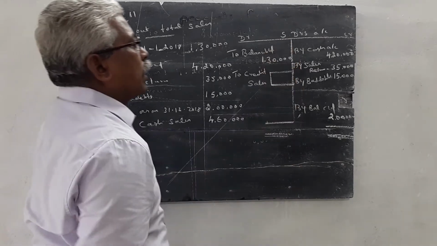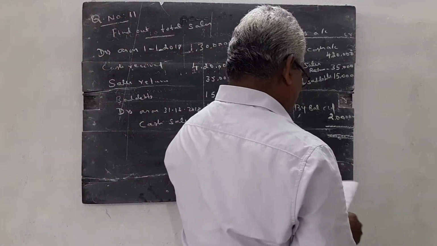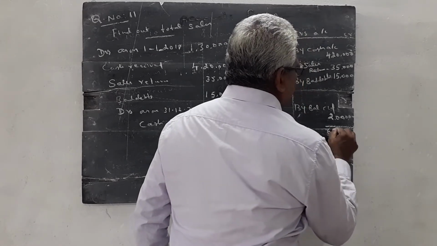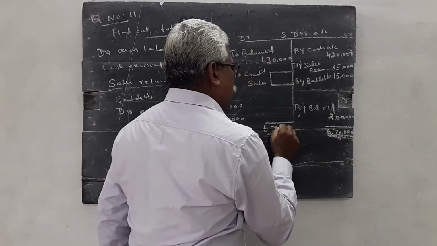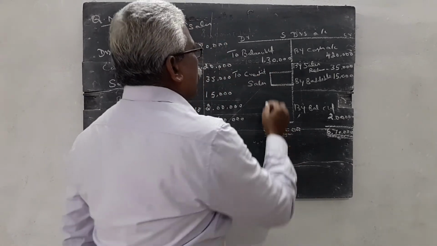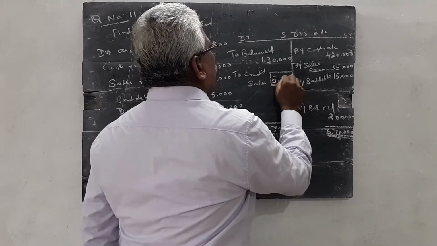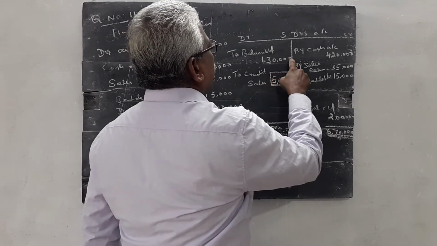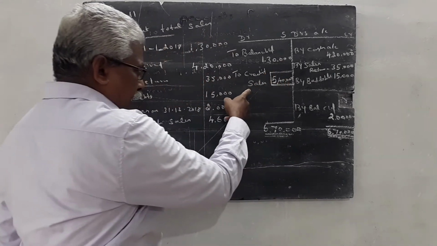So we simply total it. If you total it, we get 6,70,000. Total is 6,70,000. The same 6,70,000 is entered here also. 6,70,000 minus 1,30,000 is equal to 5,40,000. This is the answer for credit sales.